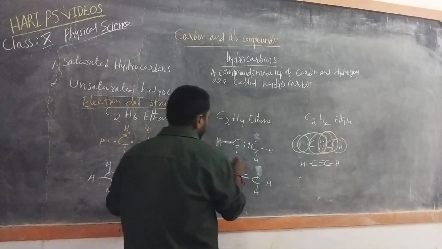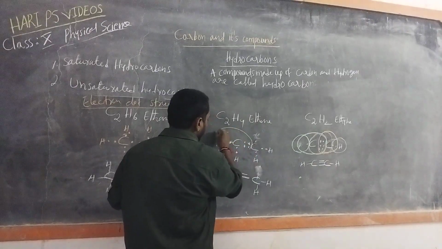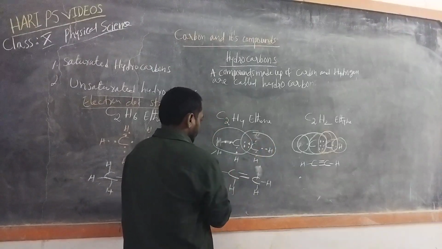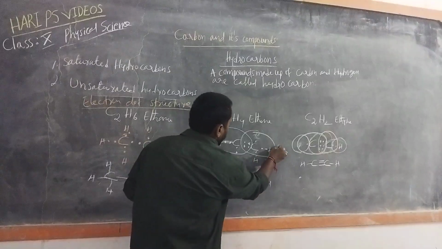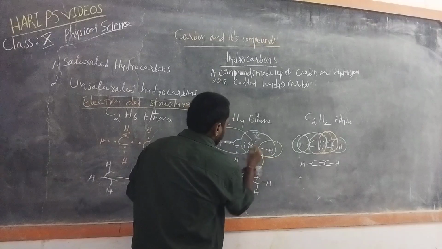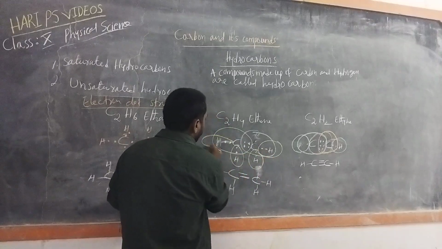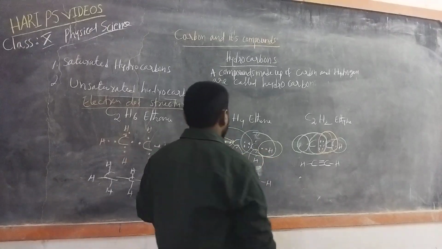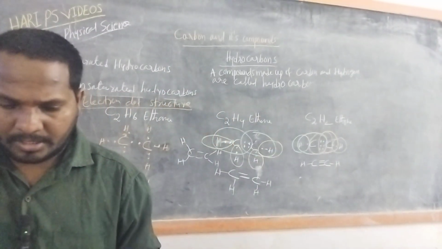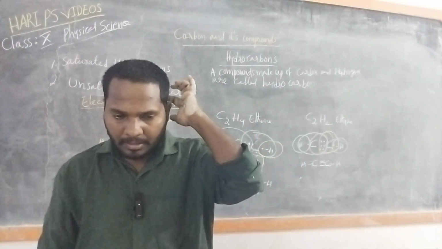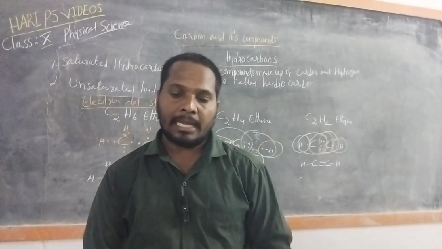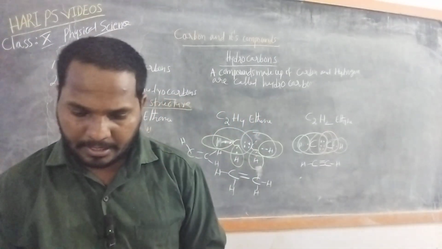So one carbon atom shares like this, another carbon also shares like this. Then these hydrogens share electrons like this. So electron dot structures are these. These are about the types of hydrocarbons. Right? Some points.